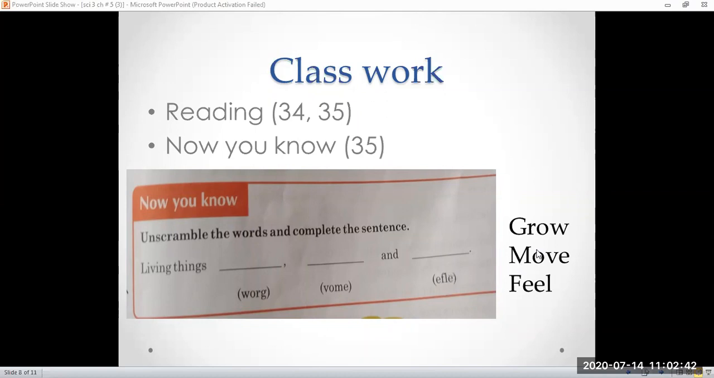First, here is the answer written. First one is grow. Here is the spelling of grow. In second, you can write move and feel. These spellings are all written here, where I am moving the arrow. Okay. Write it down quickly in your book.